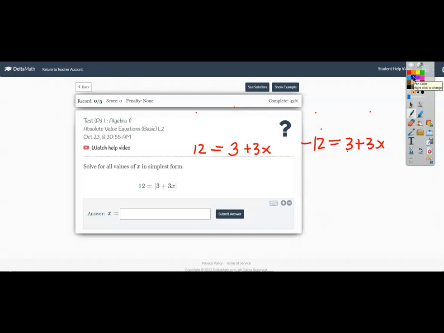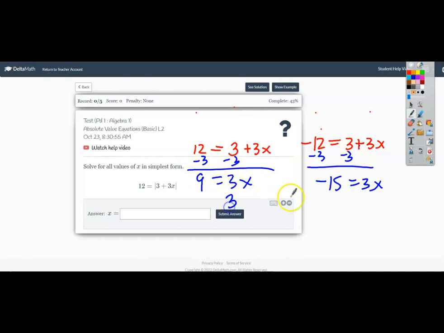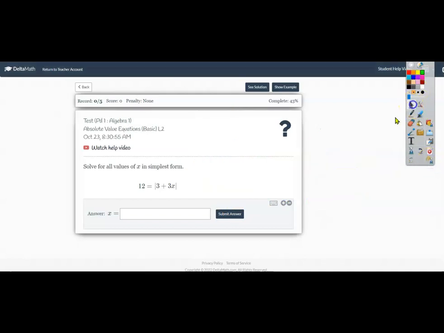So the steps are the same. You simply will get two solutions, right? So I'm going to subtract 3 from both of these values. But on this side, I'll get negative 15 is 3x. But on this side, I'm going to get 9 is equal to 3x. So our two answers are going to be 3 or negative 5. So both answers are correct. 3 is a possibility, or negative 5 is a possibility. So as we're typing them here, we're going to type 3, comma, and then it will open up a second space for us, negative 5.